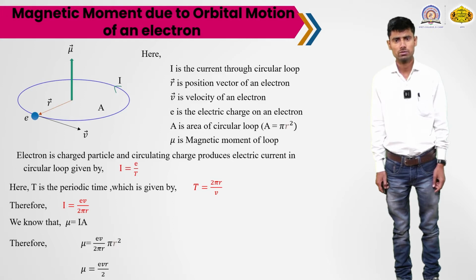And we know that from the formula of magnetic moment, mu equals I times A. So mu will be equal to I, which is here e v by 2 pi r, times the area of the circular loop having radius r, which is pi r square, and so you will get mu equals e v r by 2. I will lose my pi and one r there, so I will remain with mu equals e v r by 2.